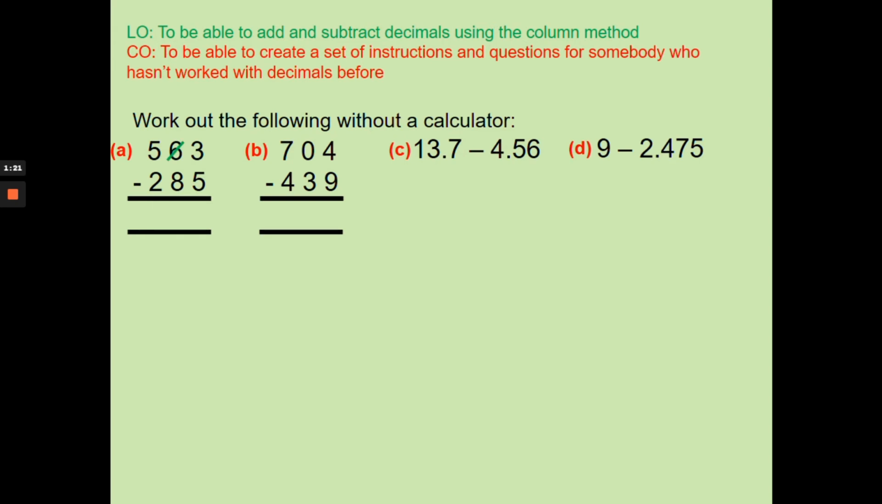So for question A, 5 take away 3 we can't do, so we need to borrow. So the 3 needs to borrow. So that means we cross out the 6, we turn that to a 5. And the 1 that we borrow gets moved across to the 3, that means 13. So 13 take away 5 equals 8. 8 take away 5 we can't do, so we need to borrow again, that becomes 4. And 15, so 15 take away 8 equals 7. Then finally, 4 take away 2 equals 2.